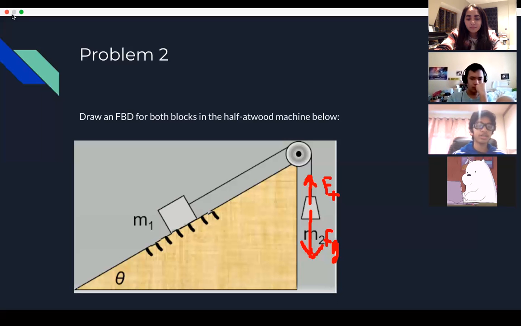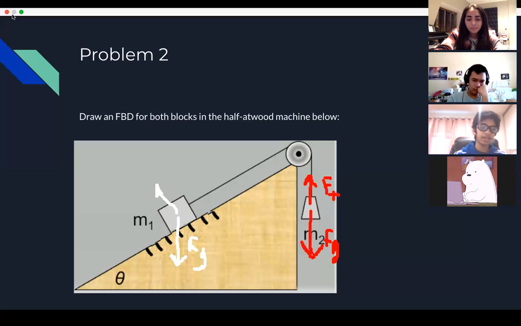For M1, there's a few more forces. As Mark mentioned, gravity will always be straight down. Let me draw this in a different color. There's gravity pointing straight down. And then normal force is always perpendicular to the surface, so it'll be at this angle.